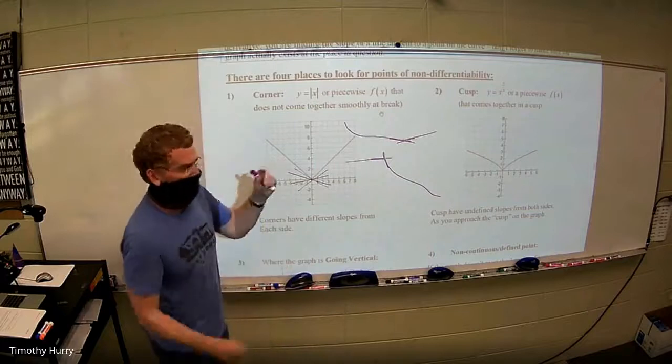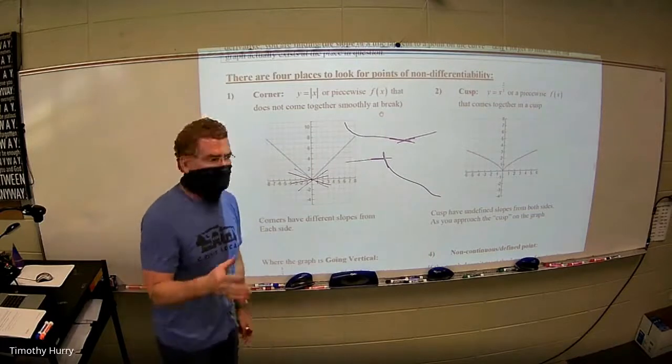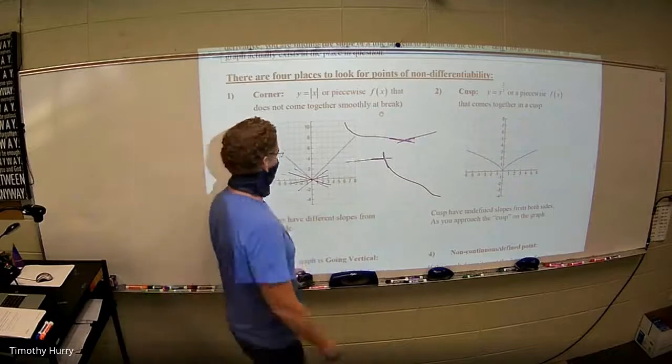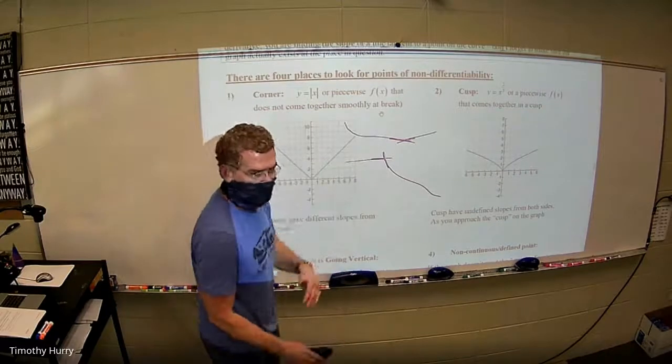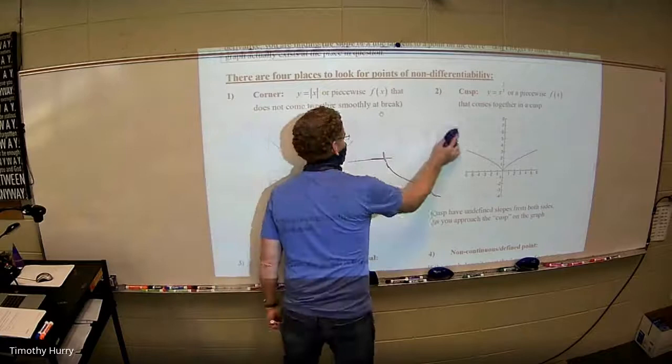Second one, cusp. Now a cusp is similar to a corner, and you might look at it and go, it looks exactly the same except the line's curved. Well, at first glance it does, but check this out.